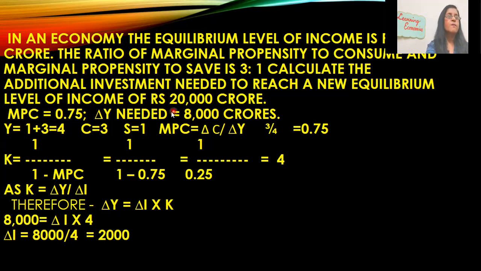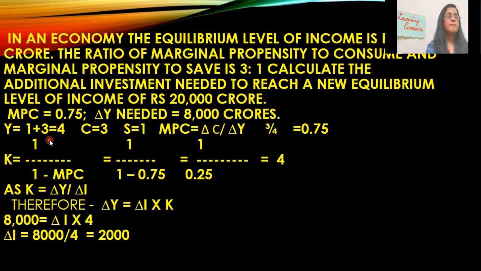because it will be 25 upon 100. Delta Y needed is 8,000 crores, because initially the income was 12,000, but now we want an income of 20,000. The difference between 20,000 and 12,000 is 8,000. We subtract Y2 minus Y1, where Y2 is final income and Y1 is initial income. Final minus initial, 20,000 minus 12,000, has come to 8,000 crores.